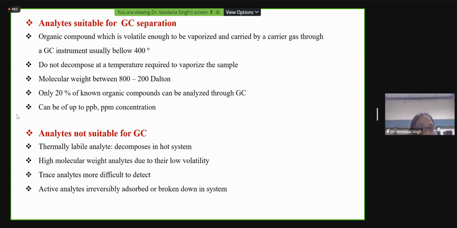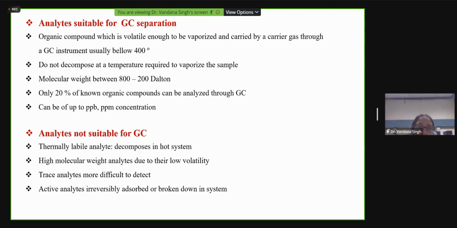So there is a certain limitation on what kind of analytes can be analyzed in gas chromatography, because the most important property for an analyte to be analyzed in gas chromatography is its volatility. So all the compounds which are volatile at the temperature that they are volatile are not stable. That kind of compound cannot be analyzed through gas chromatography.